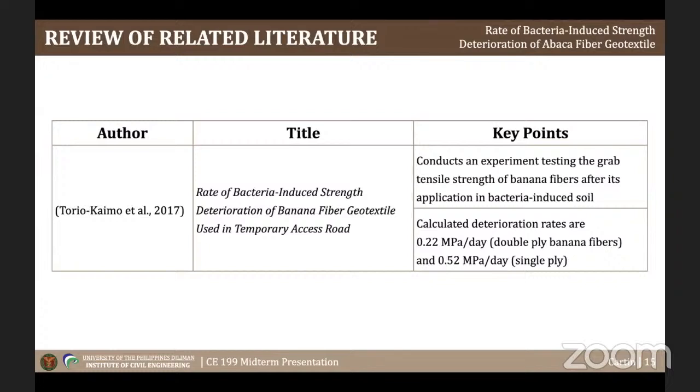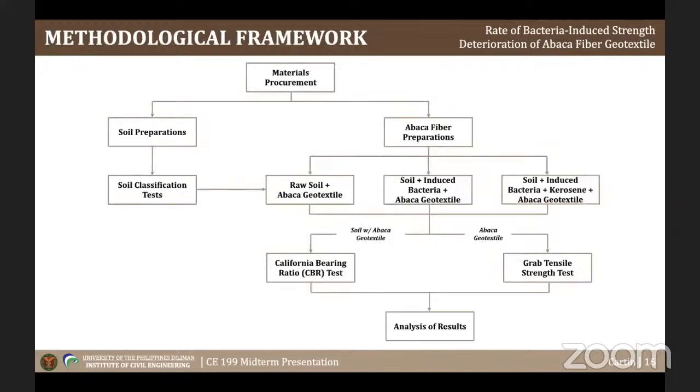The paper will serve as one of the main references of my study since I will pattern my methodology in the procedures stipulated by the authors. As an overview, here is my methodology. The experiment will have the following setups.